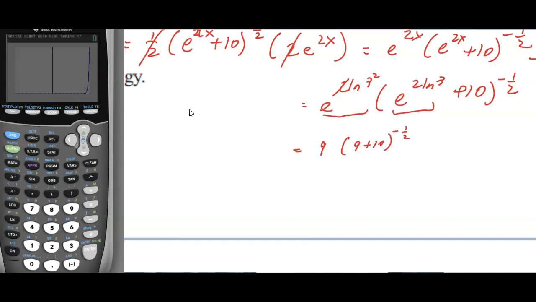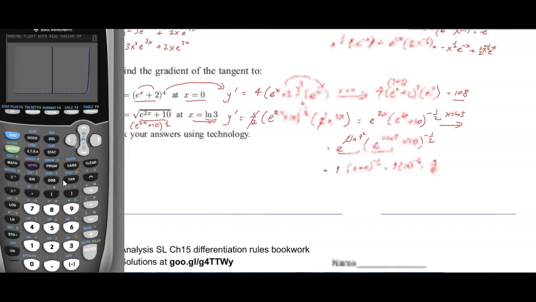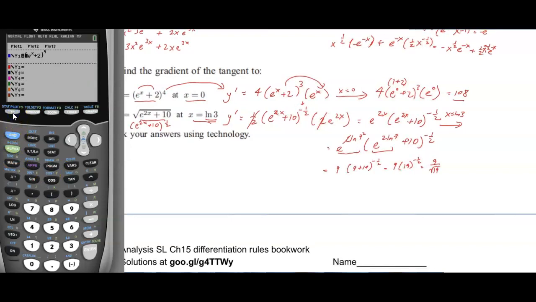This is the negative 1/2. So it would be 9 times 19 to the negative 1/2, which is equal to 9 over the square root of 19. So let's check that with the calculator. I'm going to type this in here offline.